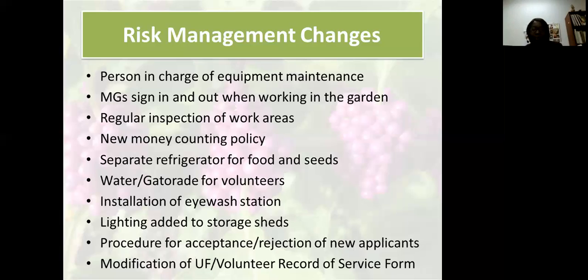Procedure for acceptance and rejection of new applicants. And so as we went through the things that we do, we recall that we had someone that we didn't accept into the program, and that person went to the county commissioner to report us to say that they applied and we didn't accept them into the program.